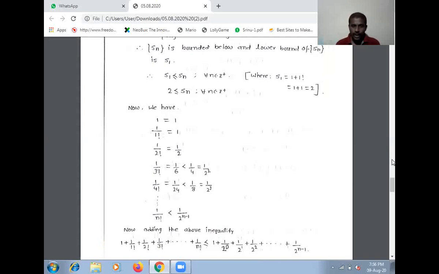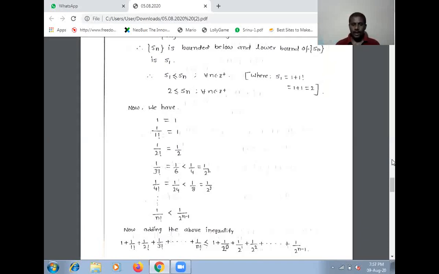Similarly, we have to write 1 by 4 factorial. 1 by 4 factorial is equal to 1 by 24. But 1 by 24 is less than 1 by 8. So I am writing 1 by 8 as 1 by 2 cube. That's why, and so on, I am writing 1 by n factorial is always less than 1 by 2 to the power of n minus 1.